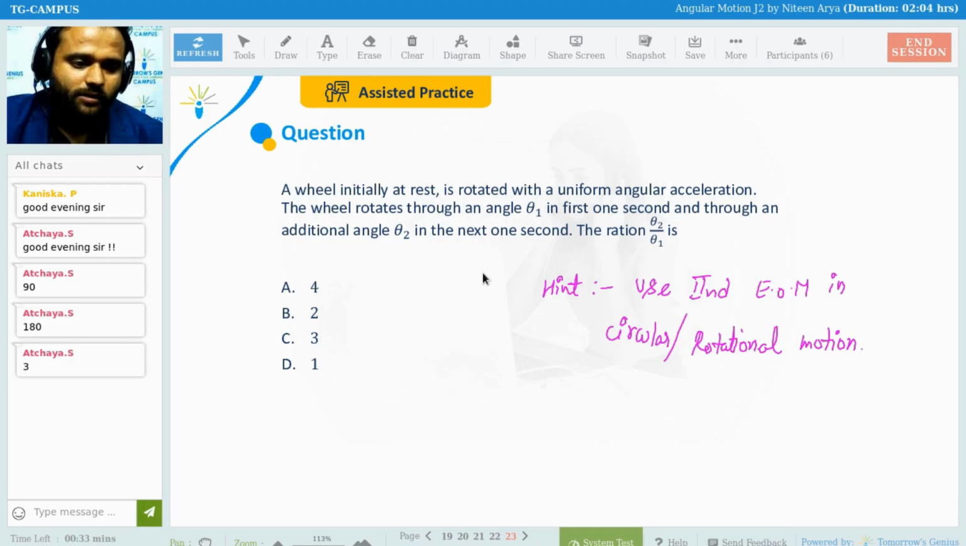Is this clear, Morish or Bhuvana or Kanishka or Atsya or Ashwin Karthik? What you need to do in this?